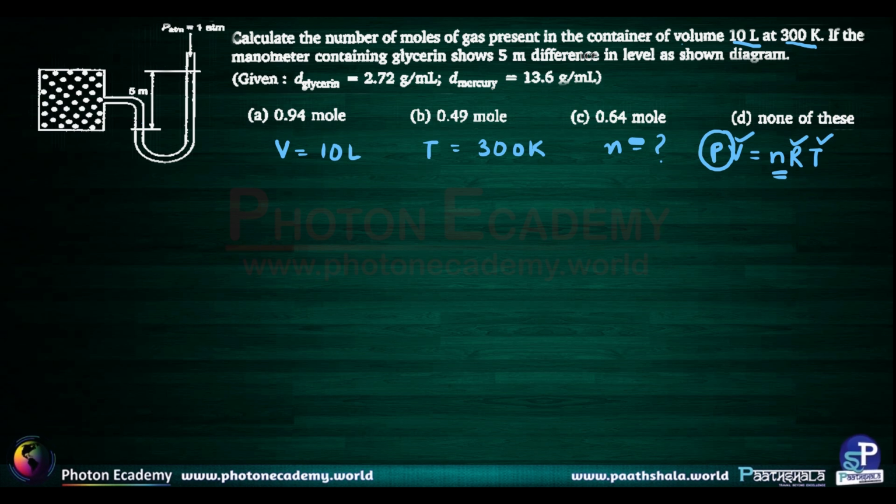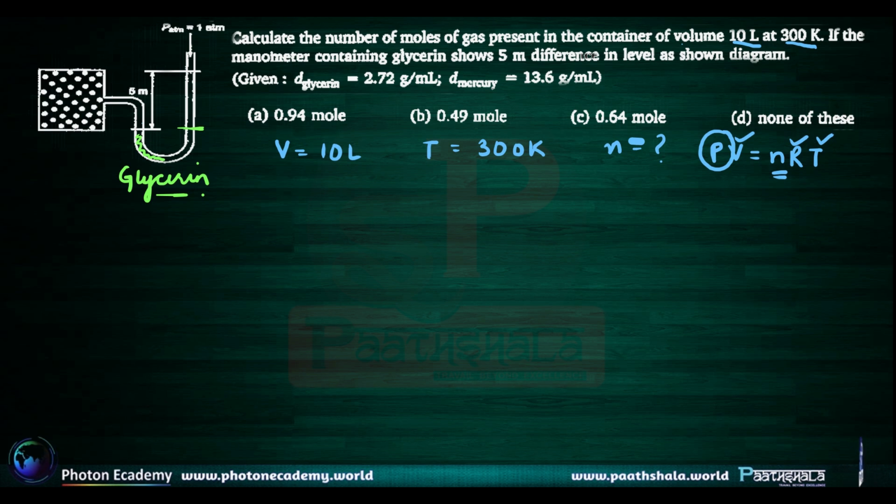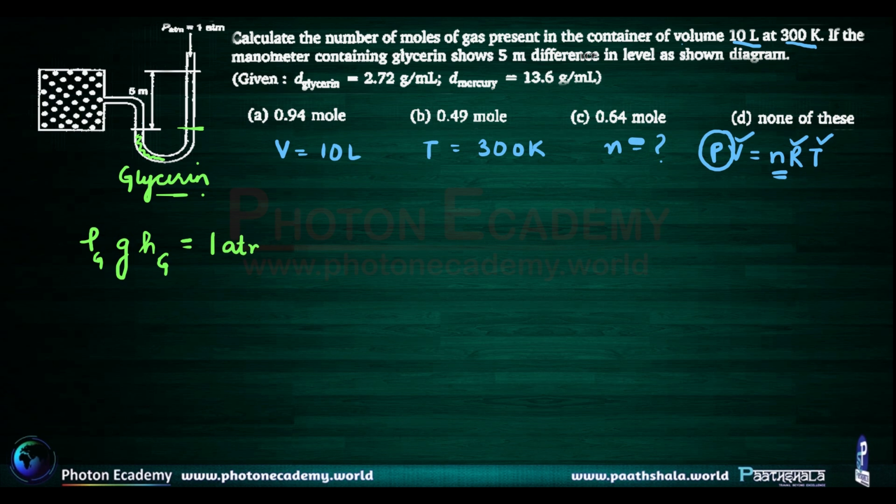So for P, we have been given this manometer diagram in which this liquid is glycerin and not mercury. Note that. So first of all, let's find out what pressure 5 meters of glycerin would correspond to. Basically, let's say that density of glycerin, ρ_G, times g times height of glycerin is equal to 1 atm. Let's find out what height of glycerin we require for getting a pressure of 1 atm.